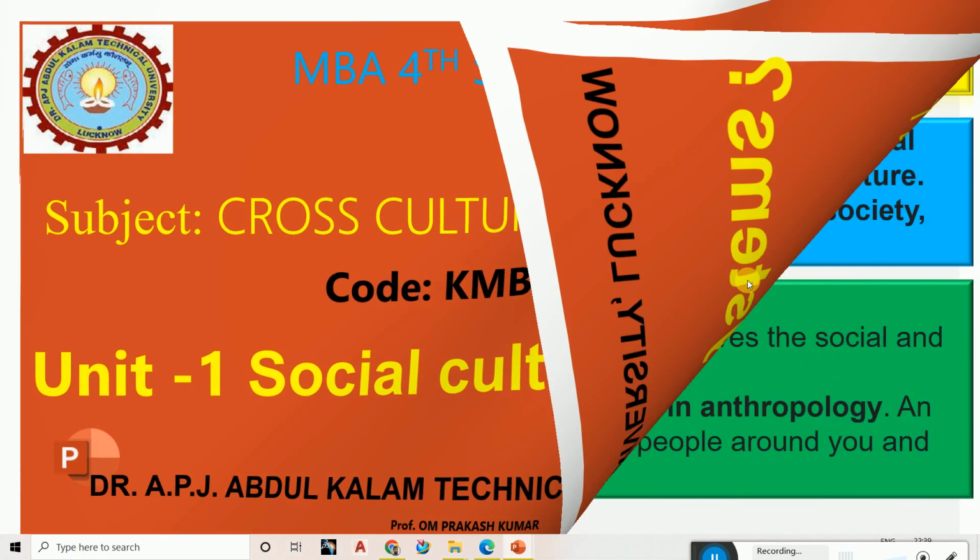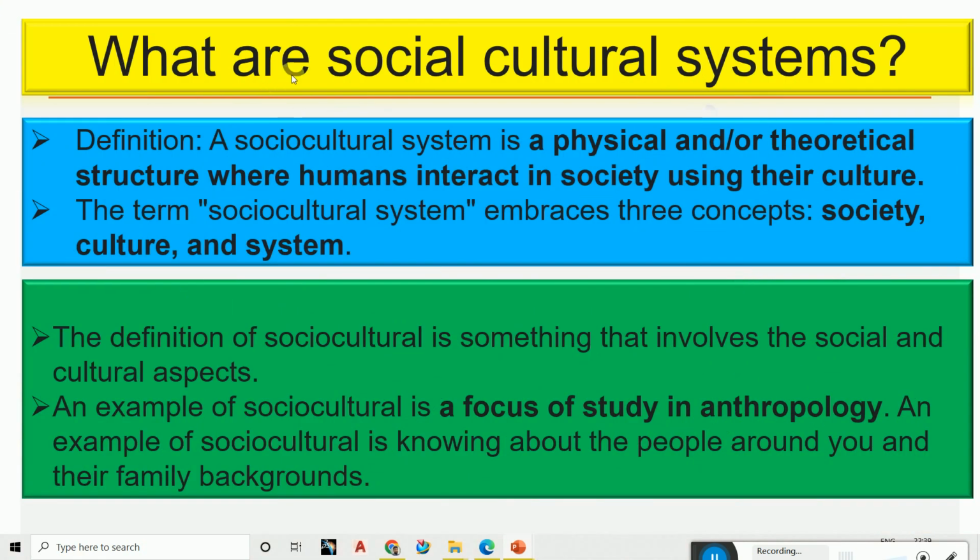So we are going to look at what a social cultural system is. In this way you can define it: a social cultural system is physical and theoretical. The physical is any substance, like air and soil. The theoretical covers the structures where humans interact in a society, where we are staying in a society using different cultures.